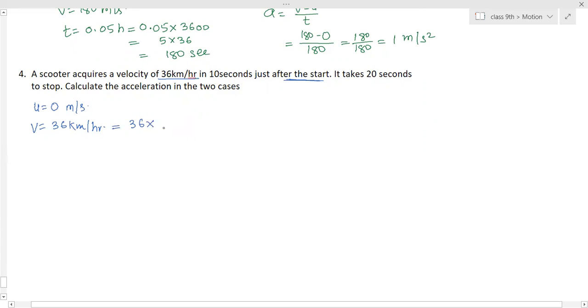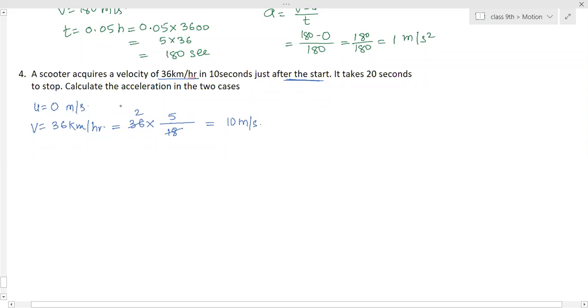Multiply 36 into 1000 and hours can be written as 60 minutes, that is, 3600 seconds. So in the simplest form it is 5 by 18. 18 twos are 36. So it is 10 meter per second.